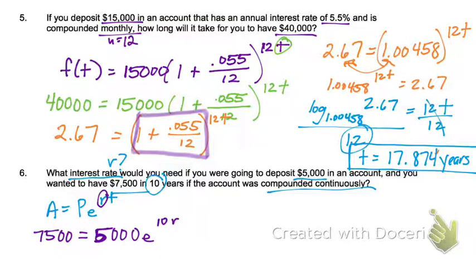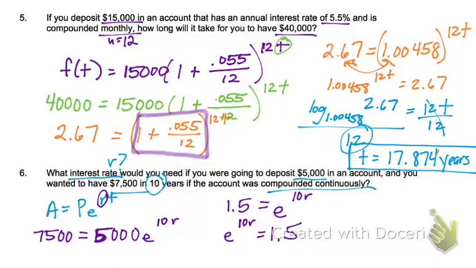Then I'm going to solve it the exact same way. So I divide each side by 5,000. So you get 1.5 equals e to the 10r. Then I'm going to put it in logarithmic form. If you want to write e to the 10r equals 1.5, that might help.